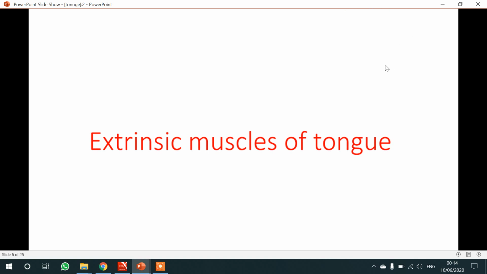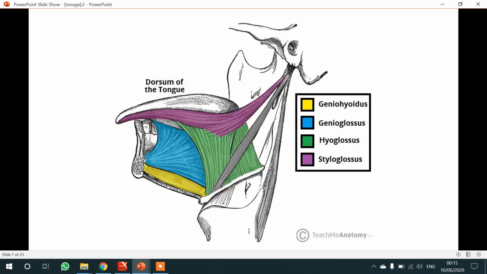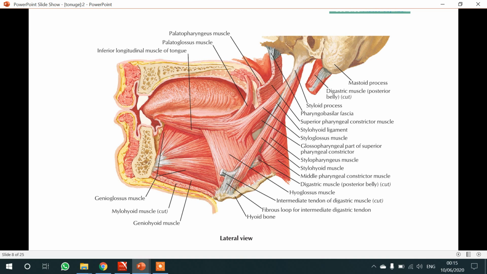So there are two things happening with the tongue. One, it is changing its shape frequently, and second, it is moving a lot. So there are two types of movements within the tongue. One is changing the shape of the tongue itself, and second is changing the position of the tongue. With this aspect, the muscles of the tongue have been divided into two parts: the extrinsic muscles of the tongue, and the intrinsic muscles of the tongue.